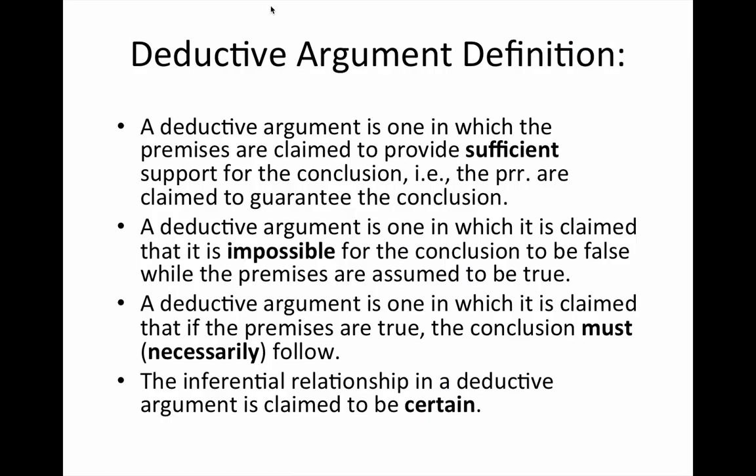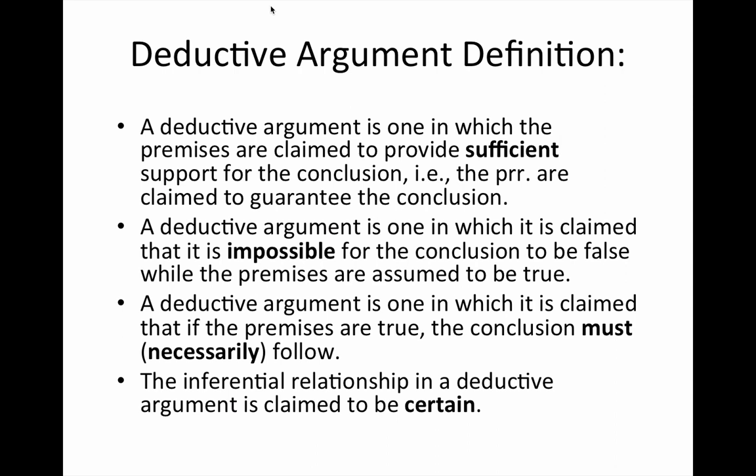Before moving on to the next level of evaluation, let's remind ourselves by way of some additional ways of talking about validity, what it is that we mean when we say that an argument is valid. We want to think in terms of the premises providing us sufficient support for the conclusion, that is, that the premises guarantee the conclusion. We want to think in terms of it being impossible for the conclusion to be false if the premises are true, or the conclusion to be false while the premises are true.